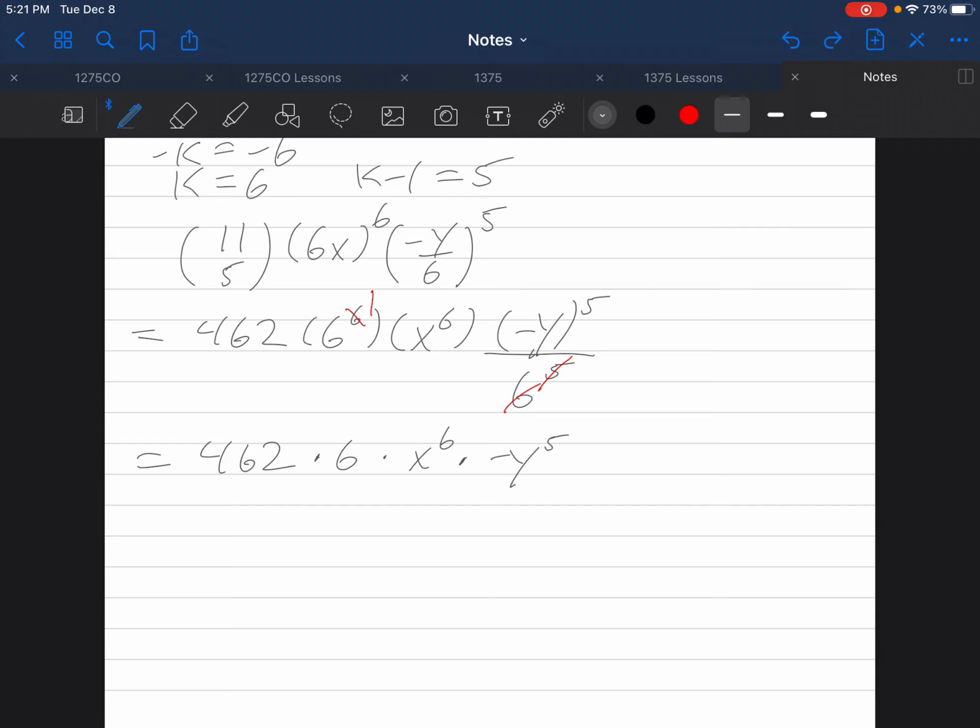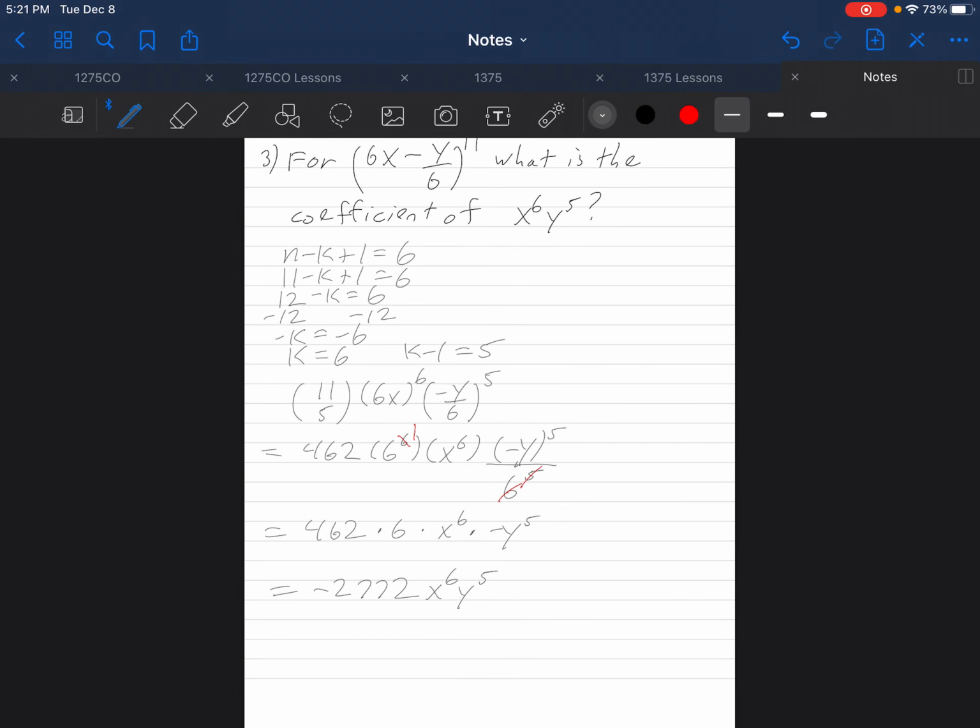Right? Negative y to the 5th power in parentheses is equal to negative y, negative y, negative y, negative y, negative y multiplied by itself. Multiplying a negative number an odd number of times results in a negative number. That's how we get negative y to the 5th over there. And there is no denominator because it reduced out. So let's multiply everything together. We're going to get negative 2,772 x to the 6th power, y to the 5th power.